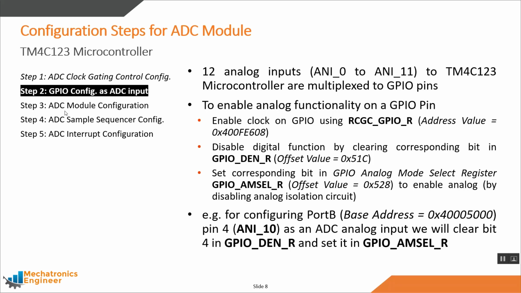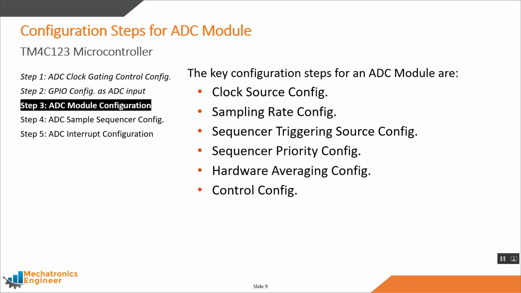Now let's move to the ADC module configurations. The ADC module configuration involves the following steps: clock source configuration, sampling rate configuration, sequencer triggering source configuration, sequencer priority configuration, hardware averaging configuration, and control configuration. Let's discuss these one by one.